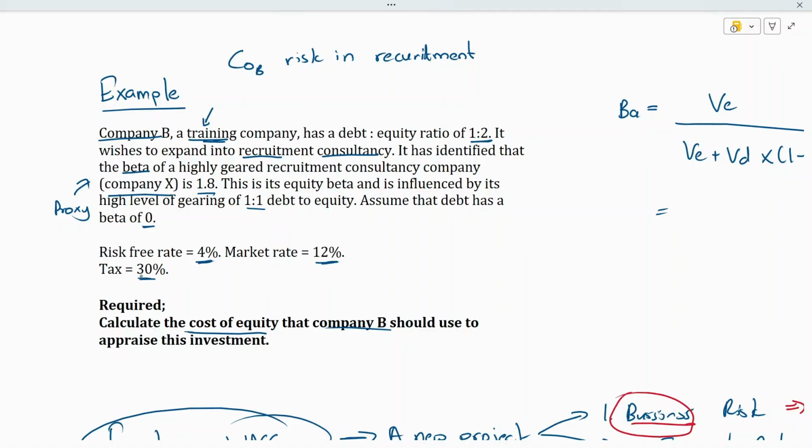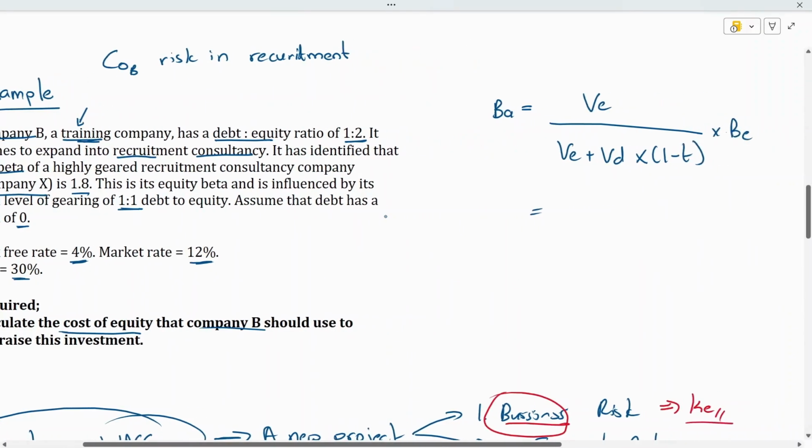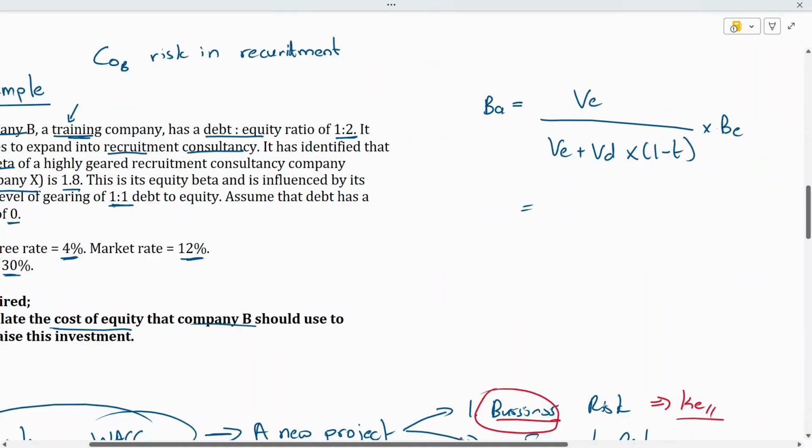So in the question, we have two capital structures. We have the debt to equity ratio of our company. We have the debt to equity ratio of the proxy company. In the process of ungearing, we are ungearing the proxy company's equity beta. Therefore, what should we use? Proxy company's capital structure. The proxy company's capital structure is 1 is to 1 debt to equity.